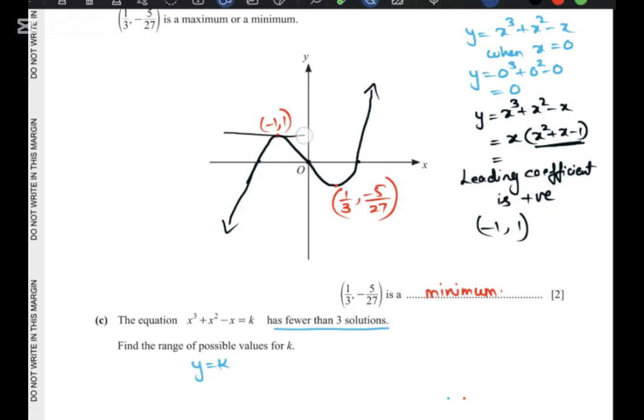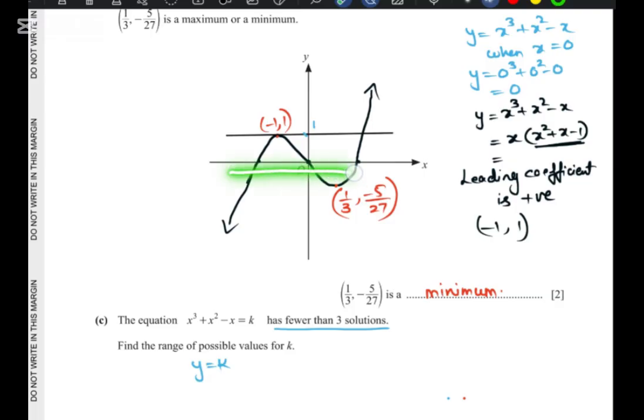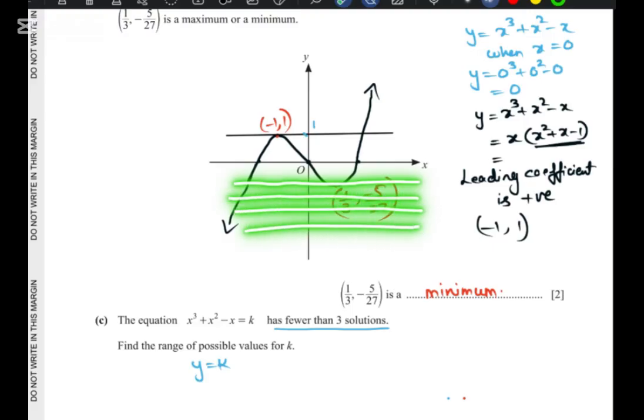Now if I draw a straight line at y is equal to 1, like this, now this is y is equal to 1. So here it is 2 solutions, and if I go further up and draw lines, if we take again the lines above this, again we have less than 3 solutions. And then the same way, if I come down and draw lines, here it is 3 solutions. Then if I go down at y is equal to minus 5 by 27, there are less than 3 solutions. And if I go further down, it is less than 3 solutions.